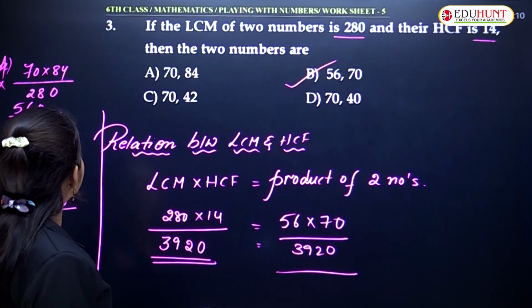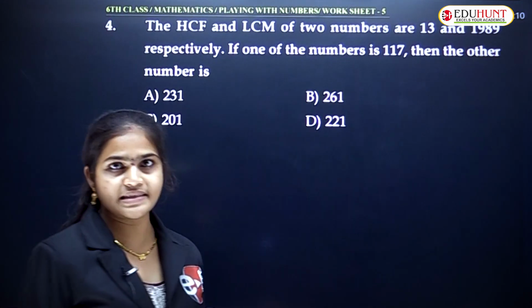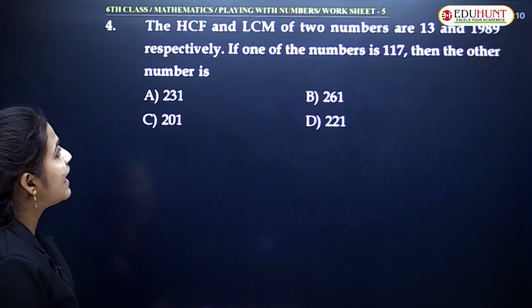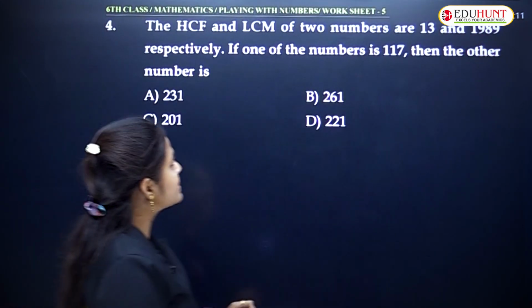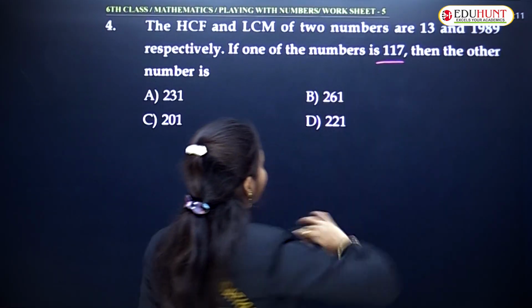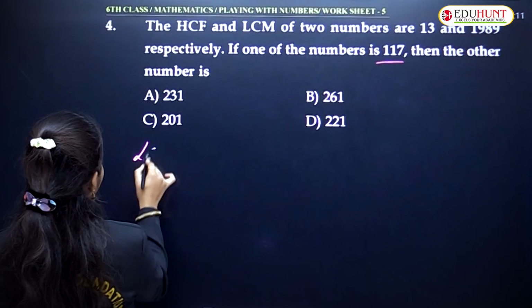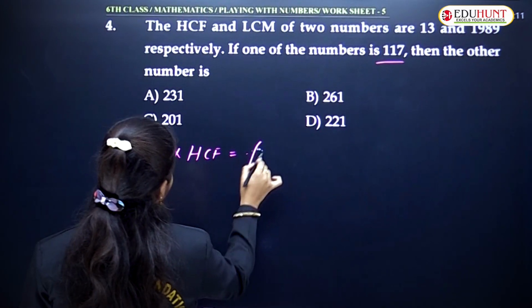Yes. Let us see the next question. The LCM and HCF of two numbers are 13 and 1989 respectively. If one of the numbers is 117, then the other number is. Okay, again the relation says here, LCM into HCF is equal to the product of two numbers.